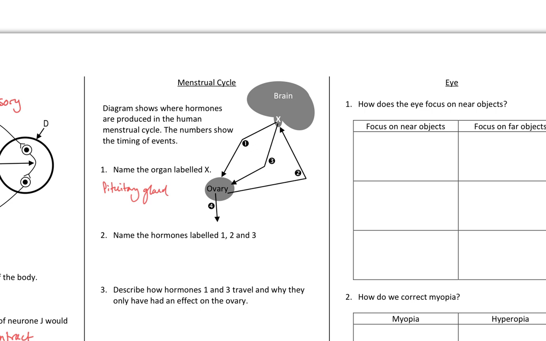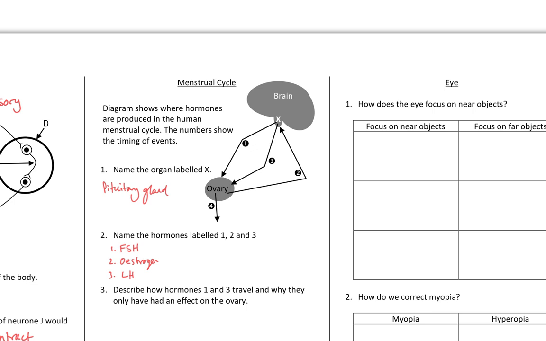Name hormones 1, 2, and 3. Well, the first one is FSH. Then that causes the ovary to produce estrogen, which then stops the pituitary gland making FSH and causes the pituitary gland to make LH. So that makes sense on the numbers.